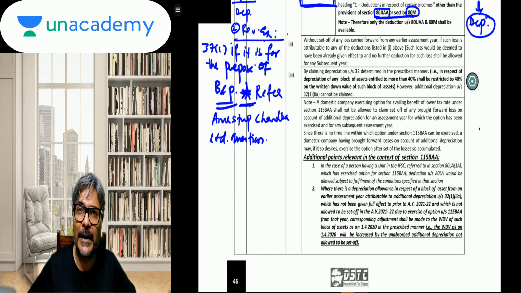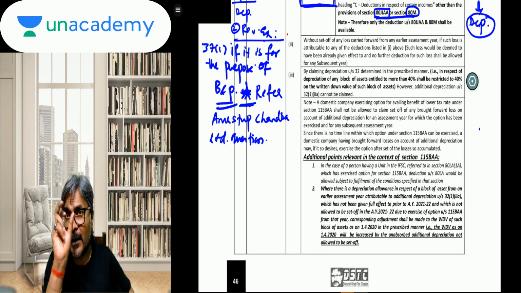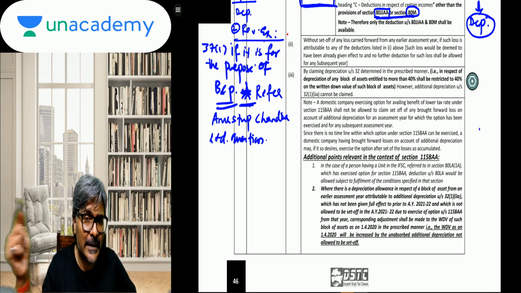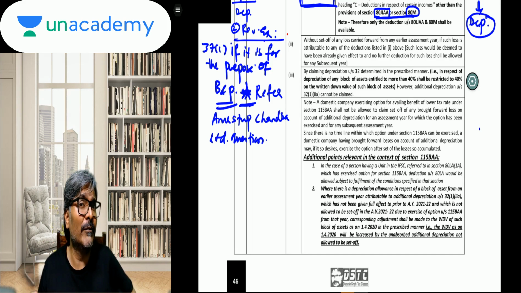So what does it imply? That much portion of the loss or the UAD which is attributable to what? Attributable to the above deductions or the additional depreciation, because for UAD what is prohibited is the additional depreciation under this alternate tax regime. So that much portion of the loss and that much portion of the UAD will get lapsed.